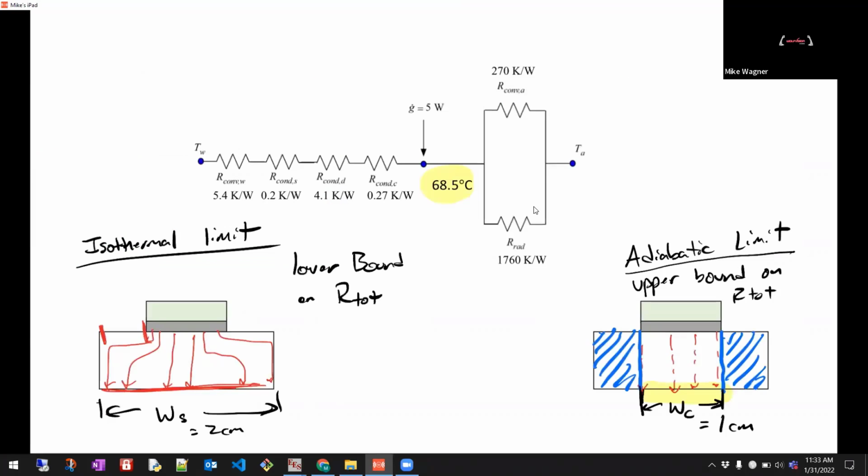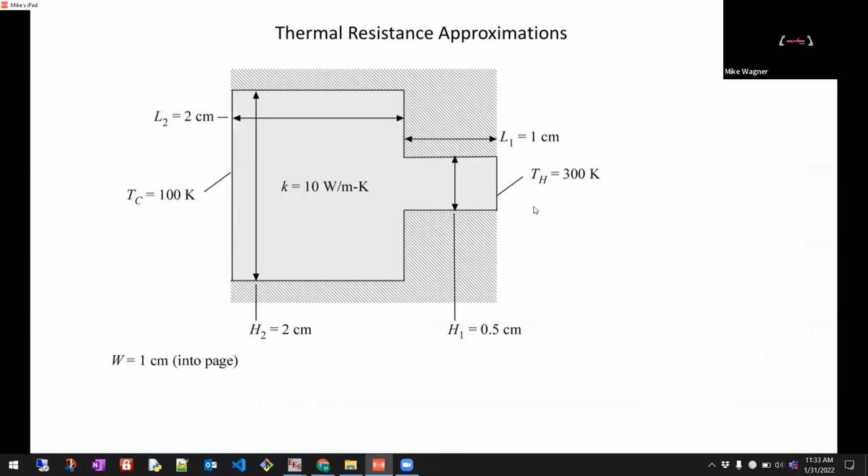So let's go back. Next thing we're going to do, we're going to move on to another example, a similar type of problem, but with the idea of illustrating some alternate approaches to modeling resistance. These are things that we wouldn't necessarily recommend, but there are other approaches that are taken. Okay, so in this problem, what do we have? We have a conducting material here. This is our conducting material.